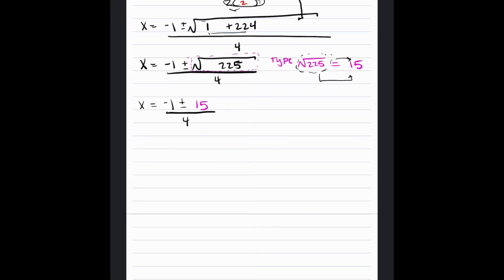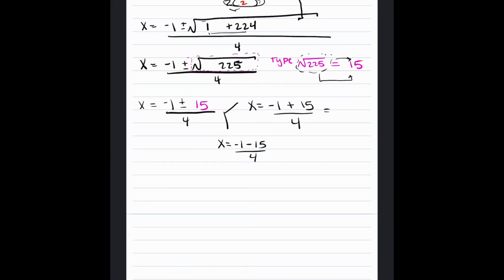Okay, and then from here, what you're going to do is split the plus and the minus. So I'm going to have x equals negative 1 plus 15. What I'm splitting is this plus or minus right here, not this negative. Some of you guys were switching it earlier last time, and I don't want you to do that. So we're just splitting it there. Negative 1 plus 15 over 4, that's going to be one answer. My other answer is going to be x equals negative 1 minus 15 over 4. So the middle sign changes.